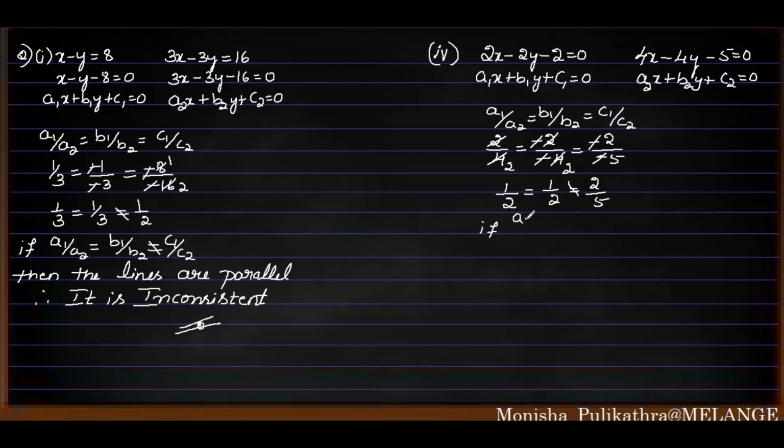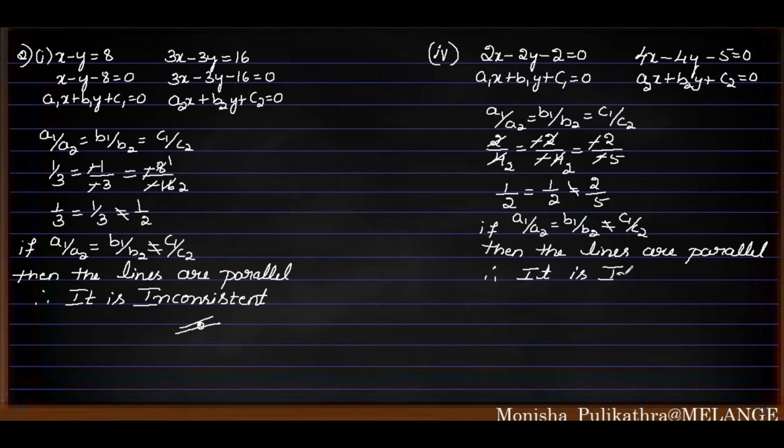So if a1 by a2 is equal to b1 by b2, and if it is not equal to c1 by c2, then the lines are parallel. We don't have to plot any graph here because parallel lines are always inconsistent. In the case of inconsistent, there is no need of plotting any graph. Only in the case of consistent, if the lines turn out to be coincident or intersecting, we need to plot the graph for it.